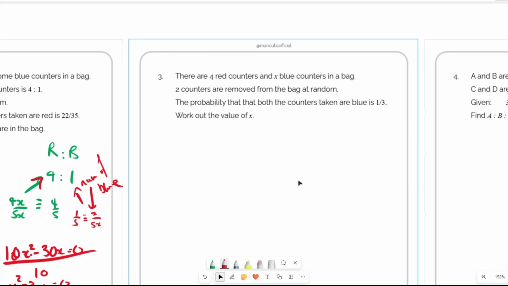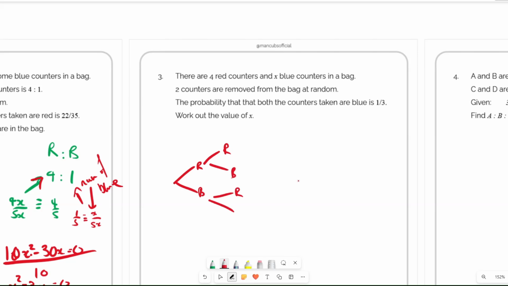A little bit different, this one, but still along the same lines. There are 4 red counters and x blue counters in a bag. 2 counters are removed from the bag at random, and the probability that both counters taken are blue is 1/3. So here we're trying to work out the value of x. They've been nice. They've already given us a value to work with, haven't they? Let's draw the tree diagram. Red, blue. There's a lot of red and blue in this paper, isn't there?